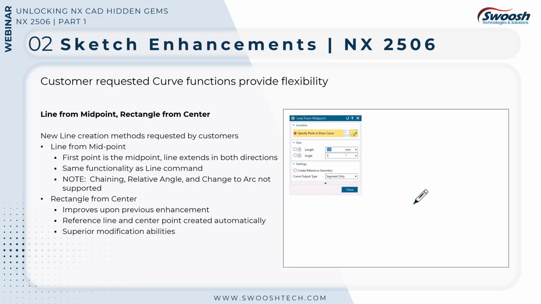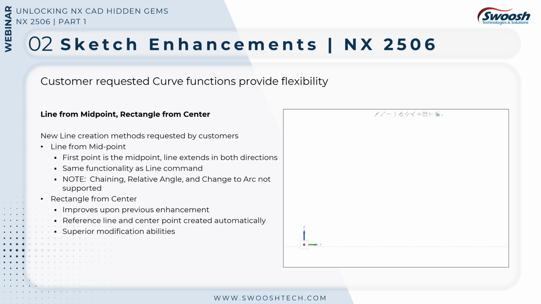And one final item here related to the sketch enhancements. There are two new functions that have been introduced by Siemens: line from midpoint and rectangle from center, both developed in response to customers' requests here. So in the demonstration, you can see the line from midpoint feature allows lines to be drawn starting from the midpoint rather than an endpoint.